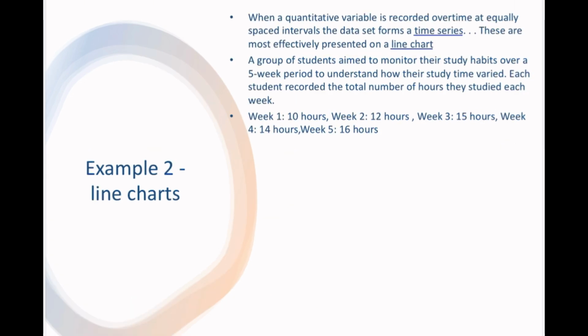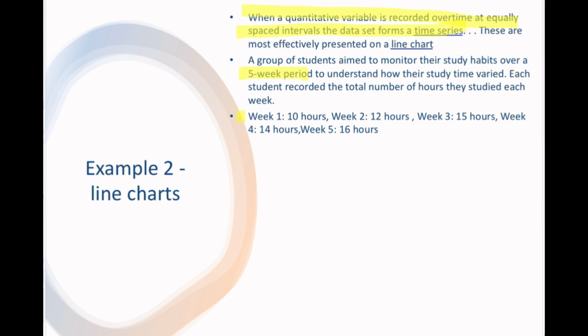For a line chart, when a quantitative variable is recorded over time at equally spaced intervals, that forms a time series. And line charts most effectively present time series. So for our second example, we're going to use the scenario that a group of students aim to monitor their study habits over a 5-week period to understand how their study time varied. Each student recorded the total number of hours they studied each week.